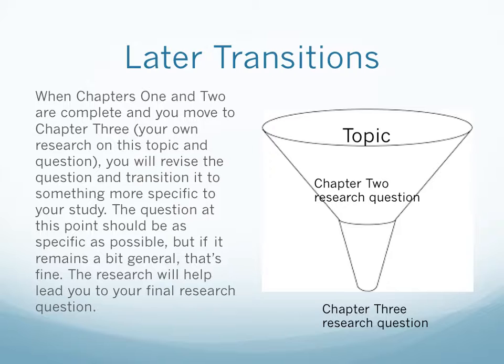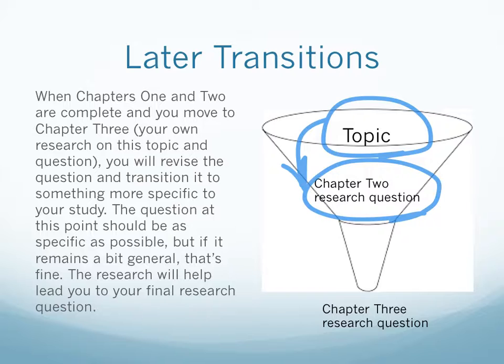So at this point, you've thought about a topic, or you're thinking about one. You're thinking about moving that topic to something a little bit narrower, which is your chapter 2 research question. And then later, when you get to chapter 3, you will make that question even more specific, even smaller, so that it is very much tied to your individual research.